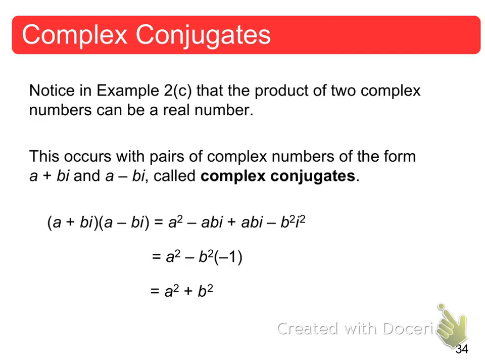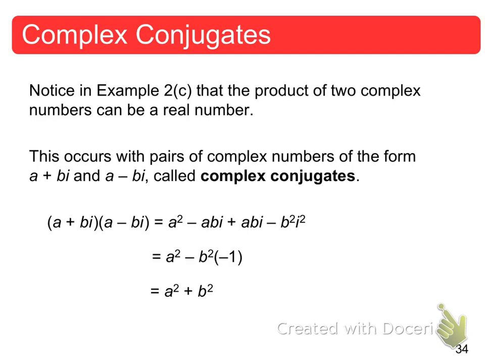In example 2C, that's the one that we just did, the product of two complex numbers can be a real number. This occurs with pairs of complex numbers of the form a plus bi and a minus bi. That's the difference of perfect squares. And those are called complex conjugates. So this is a squared minus b squared times -1. So we end up with a squared plus b squared.